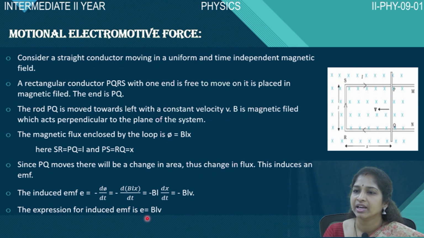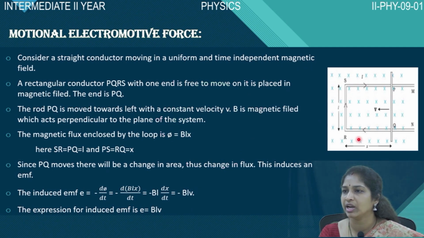So what is the motional electromotive force? That is, what is the expression for induced EMF? In this diagram, we can see a straight conductor that is moving in a uniform and time-independent magnetic field. These crosses represent the magnetic field. Inside the magnetic field, a rectangular conductor PQRS is placed. You can see the rectangular conductor here.